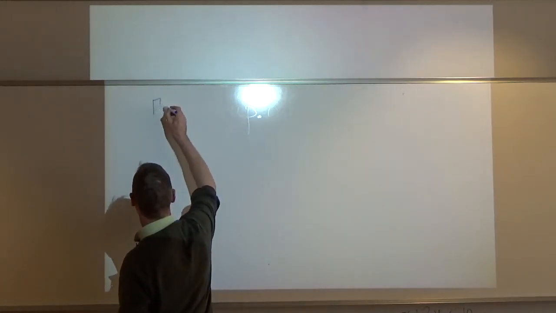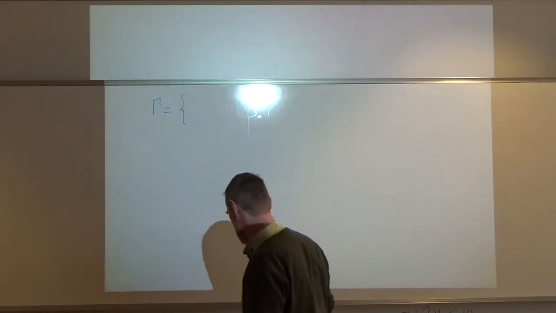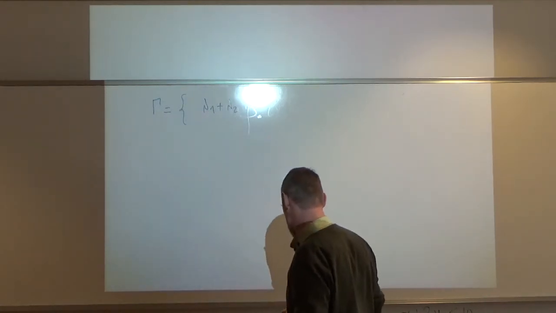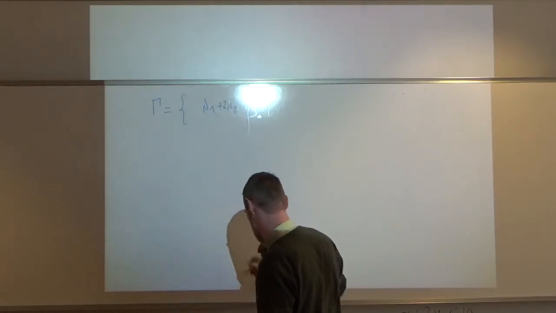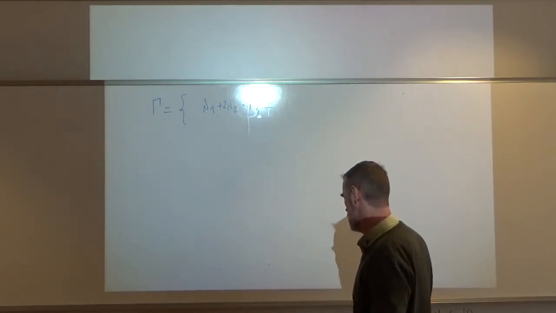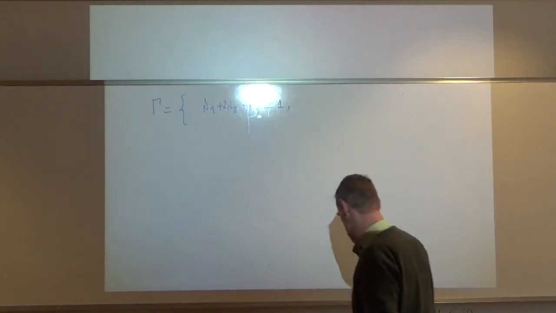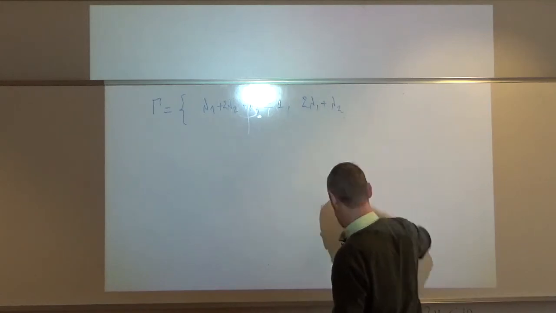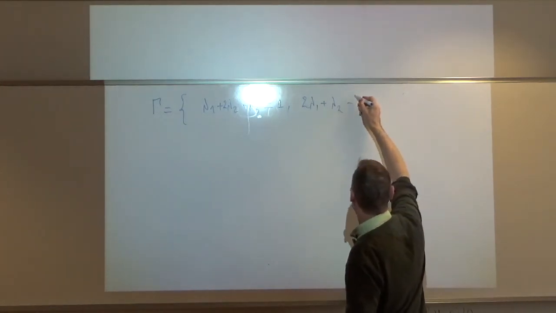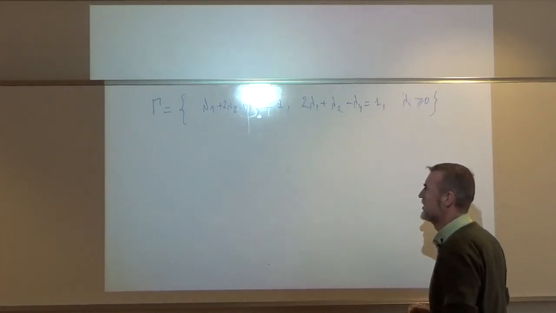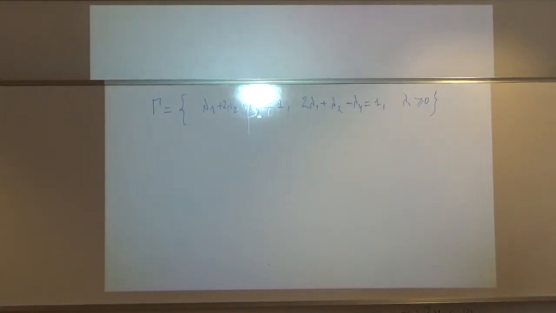Now let's continue. That means the domain of definition of the dual problem is defined by the constraints lambda 1 plus 2 lambda 2 minus lambda 3 equal 1, and 2 lambda 1 plus lambda 2 minus lambda 4 equal 1, and we also have the condition that all the lambda must be non-negative. That's the domain of definition of the dual function.